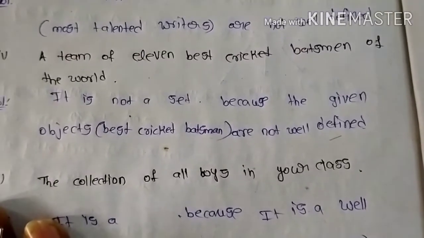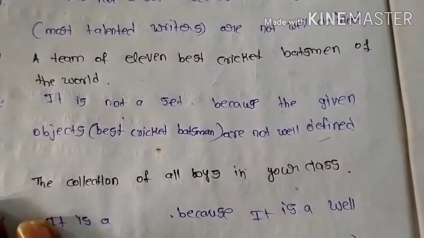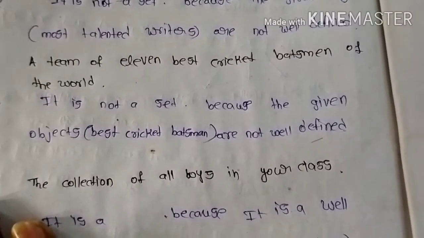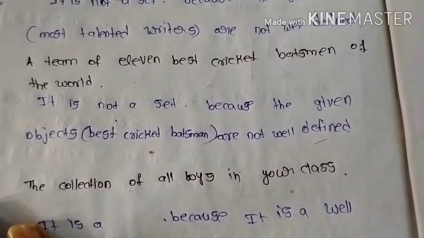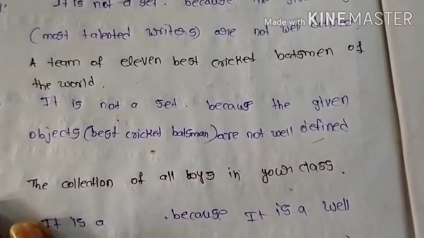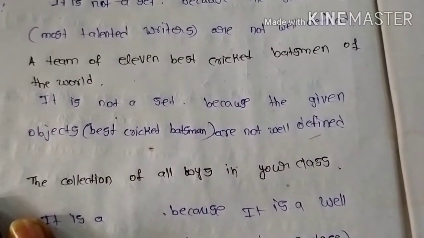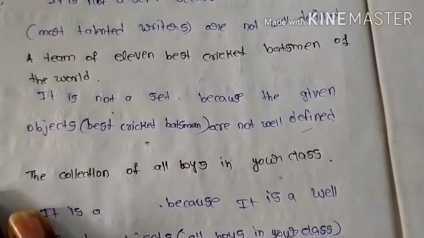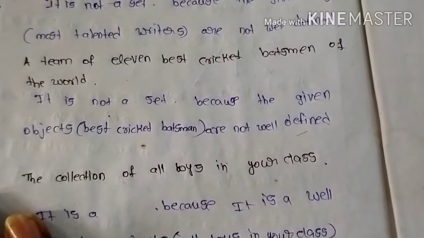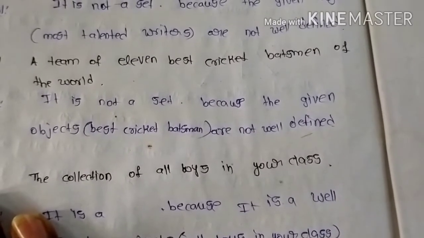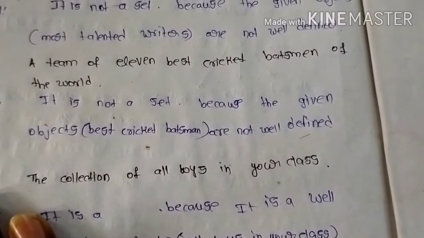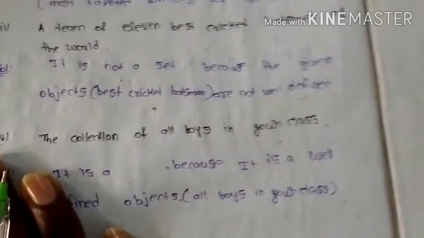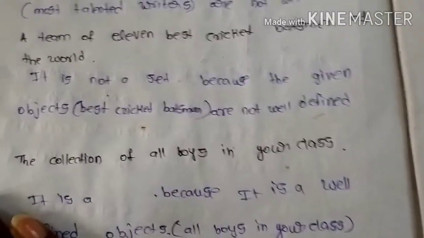In a similar way, see here, a team of 11 best cricket batsmen of the world. It is also similar. It is not a set because the given objects, best cricket batsmen, are not well defined. From person to person, the best favorites will change, yes or no? So this is not a set.